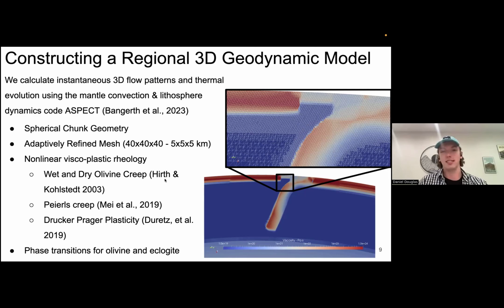I want to emphasize that we're not kinematically imposing any velocities here. Every velocity result that I'm going to show you going forward is a dynamic solution with no velocities being imposed anywhere in the model.